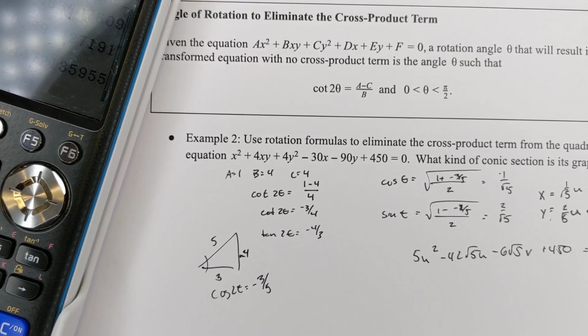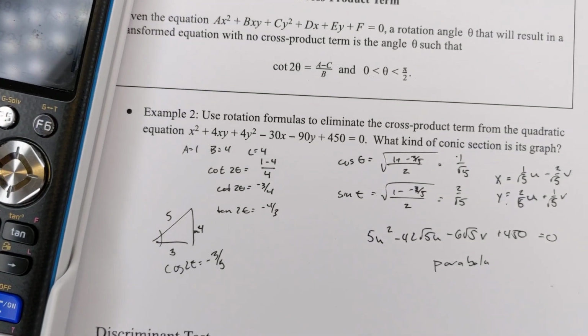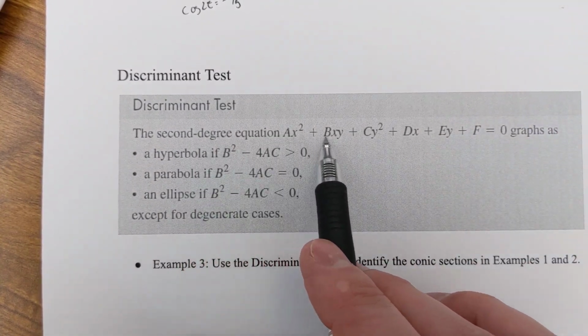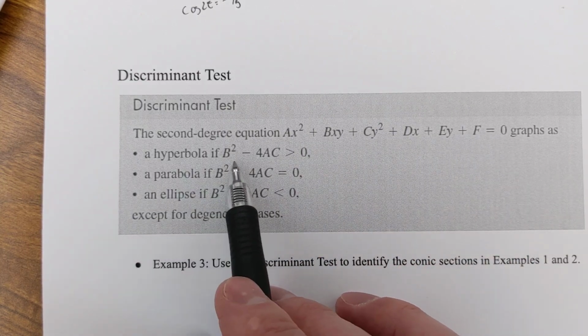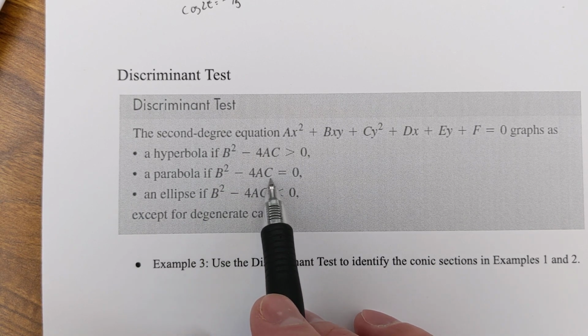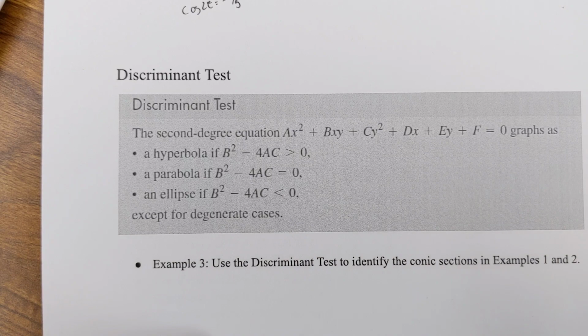If we really want to complete the square, this ends up being a parabola because you have one square term. What we've got here is what's referred to as the discriminant test. For the second degree equation, if the discriminant b squared minus 4ac is more than 0, it graphs as a hyperbola; if it's equal to 0, a parabola; and if it's less than 0, an ellipse, except for degenerate cases.